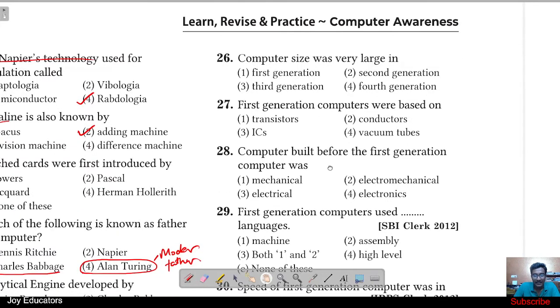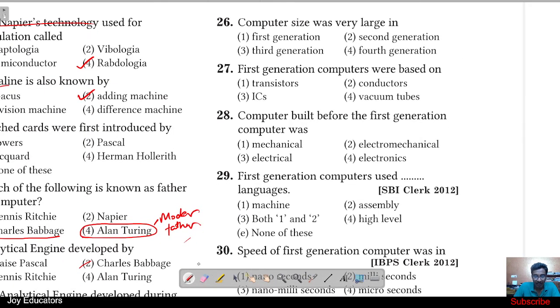Computer size was very large in dash generation. Vacuum tubes. Which generation? First generation. Perfect. The first generation computers were based on vacuum tube. Computers built before the first generation are called as electromechanical. Okay, just a minute. Mechanical. That's good.